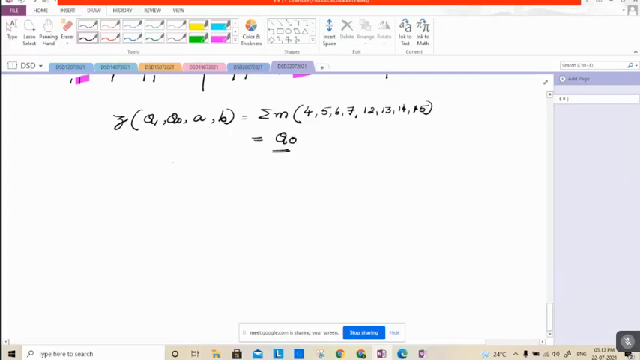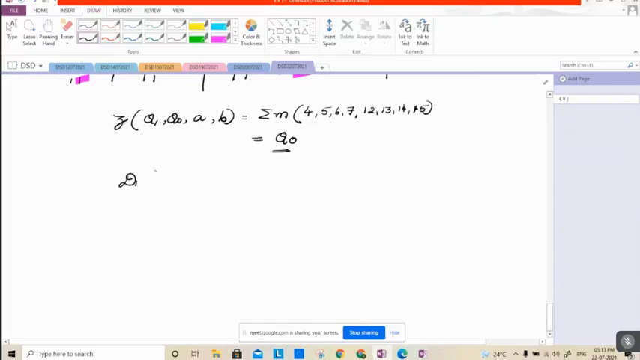Can someone tell me the minterms for Z first of all? What are the inputs? Q1, Q0, A and B. These are the inputs. What are the minterms for Z? Sigma M of 4, 5, 6, 7, 12, 13, 14 and 15. That is equal to Q0.